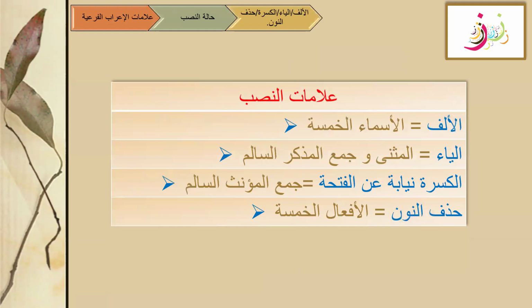Halat nasab, alamat nasab is alif, ya, kasra niyabatan al fatha, and hadhfun noon. So alif can be seen in asma al khamsa, ya can be seen in musanna nouns and in jama muzakkar salim nouns, and kasra niyabatan al fatha, kasra instead of fatha, can be seen in jama muannas salim. Hadhfun noon: you know that in afal al khamsa, when there is a noon at the end, we need to drop that noon to make it in the state of nasab, and that is hadhfun noon. That is also a sign of the verb that it is in the state of nasab.